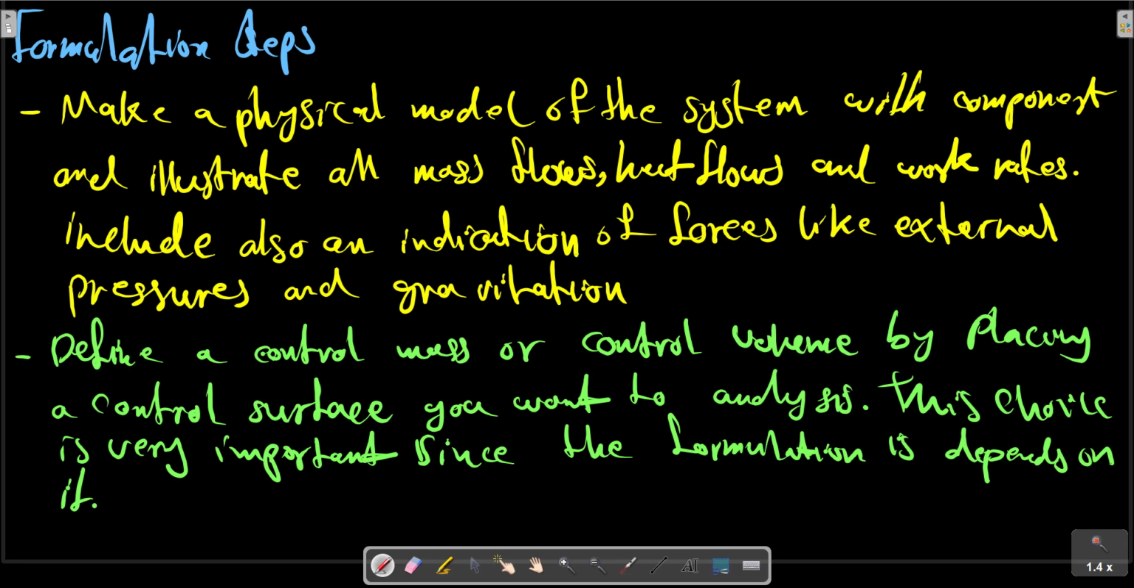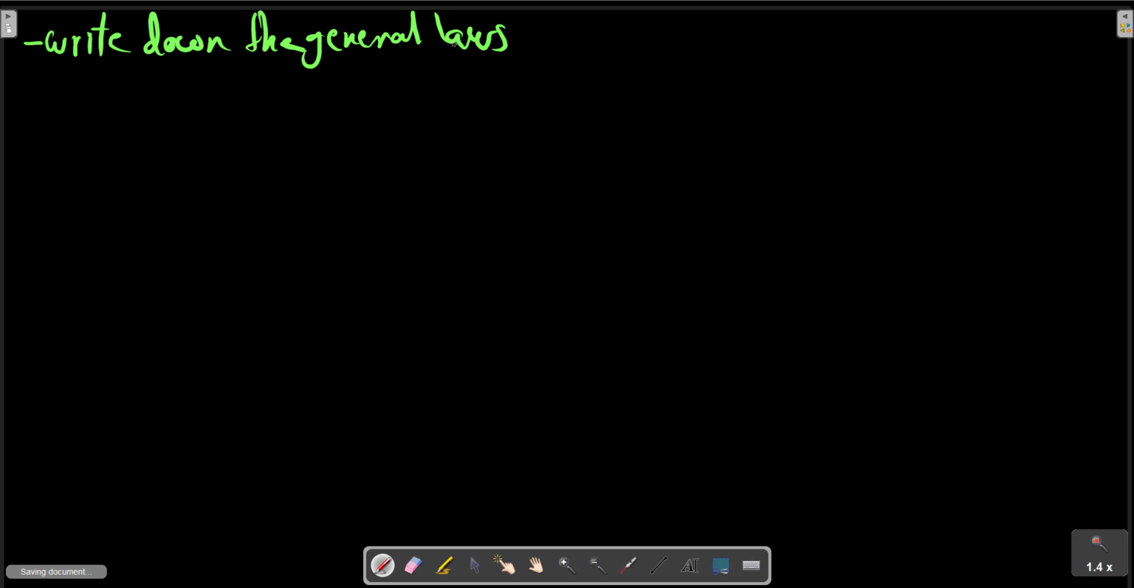The next step is to write down the general laws for each of the chosen control volumes.